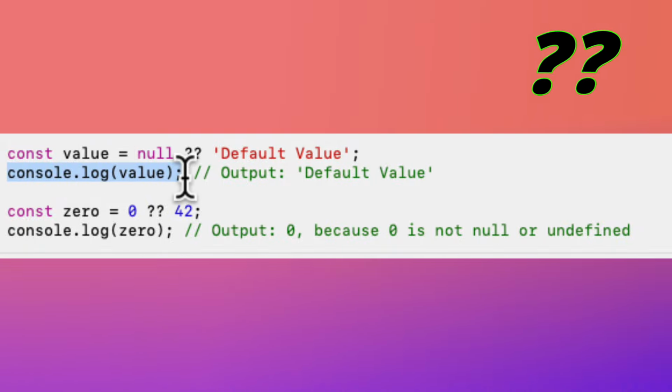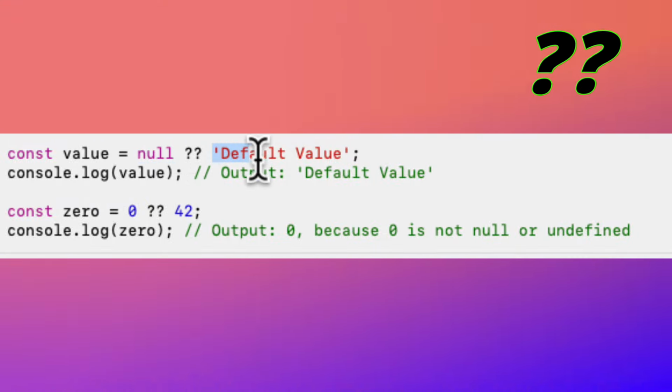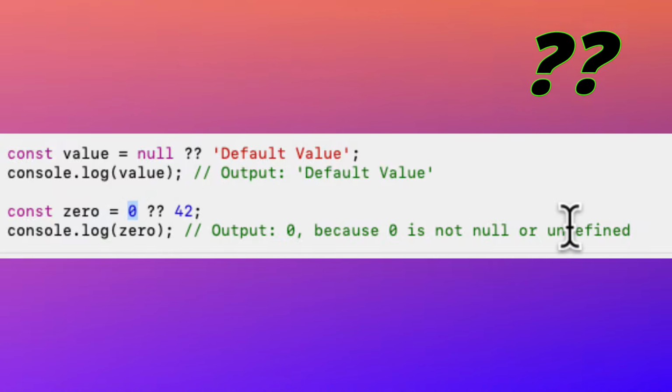In this case, the null triggers the fallback to the default value string. And in this case, 0 is not null or undefined, so it remains 0. This is useful for setting default values.